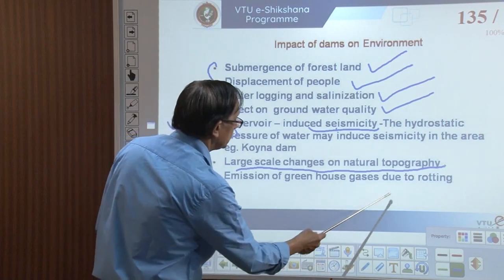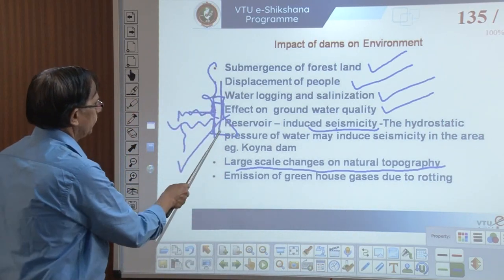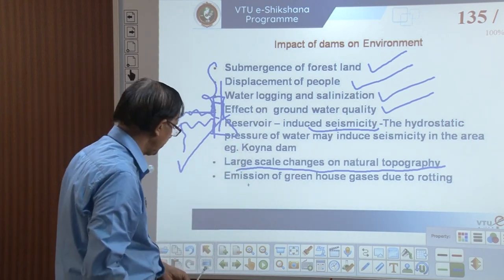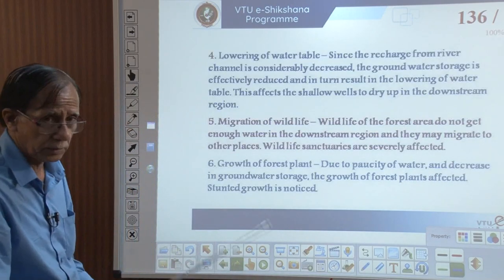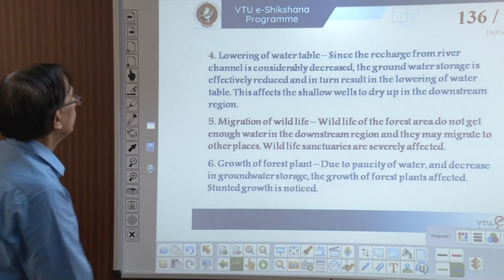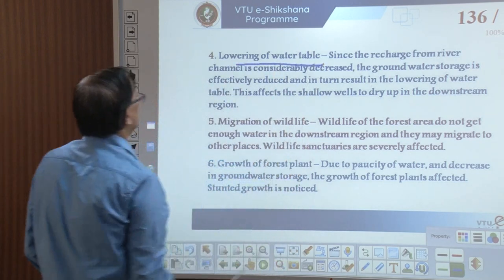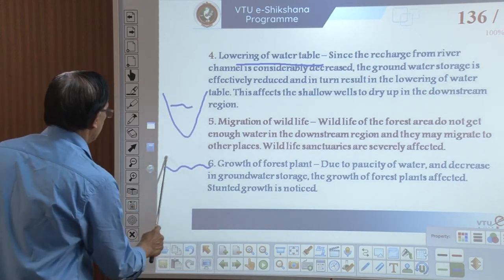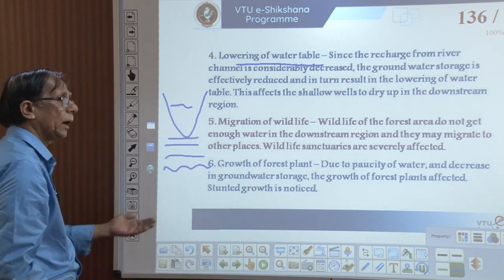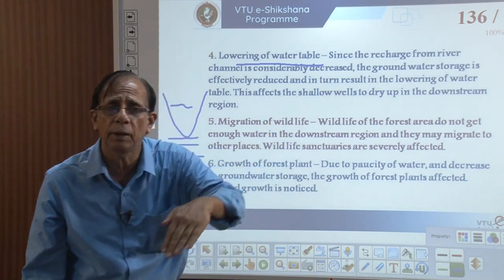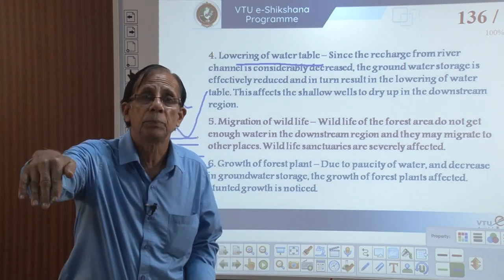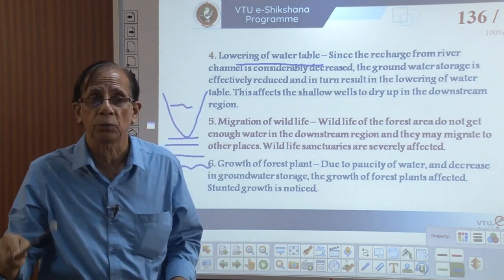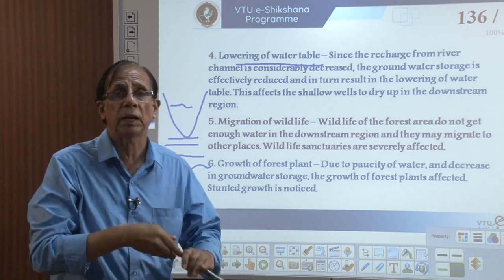Emission of greenhouse gases due to rotting, that is environmental loss. It is not strictly geo-environment, it is environment. But that is the impact of a dam on the environment. But primarily we are concerned with geo-environment. Yes, lowering of the water table. Originally, this is the original water table, if there is a reservoir, the water table becomes medium, shallow, shallow, shallow. A shallow water table, especially in a hilly area, results in spring formation, and that may lead to landslides as well. Saturated land mass can slide.